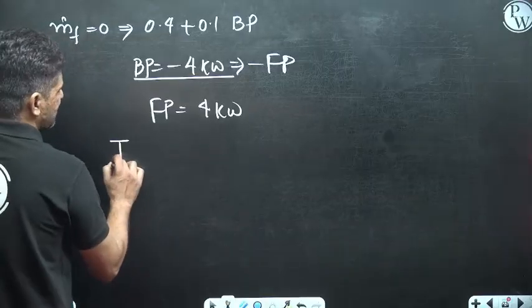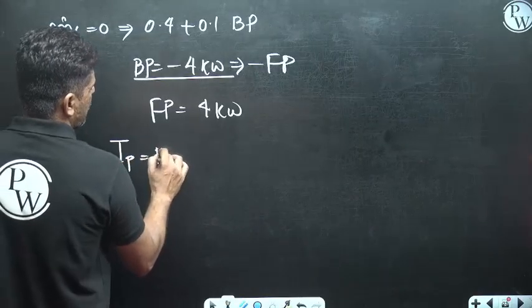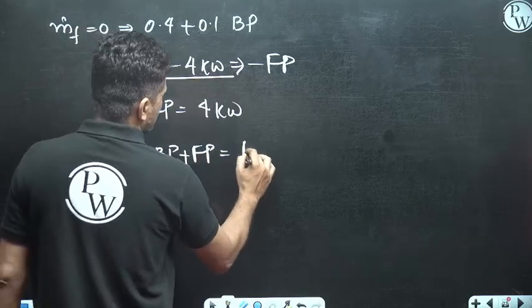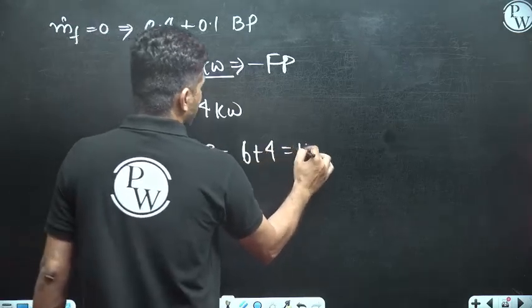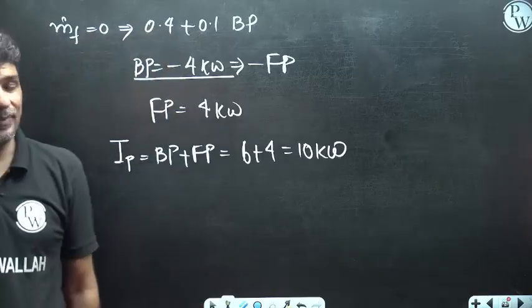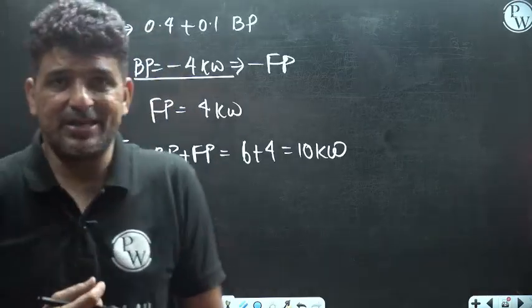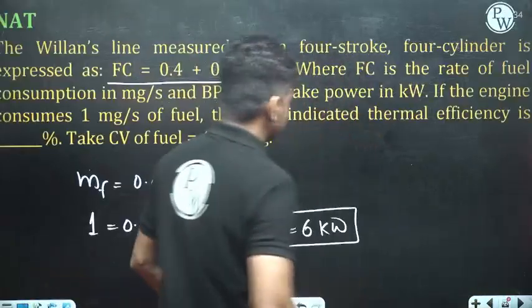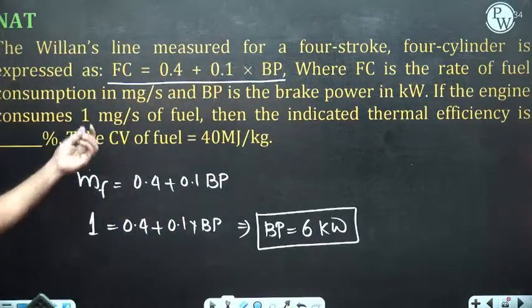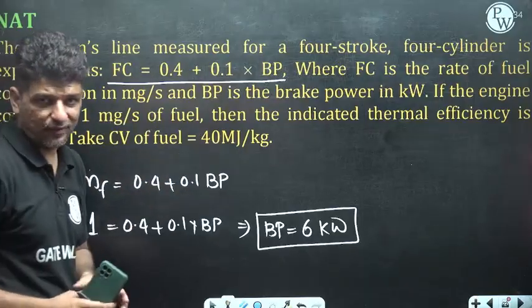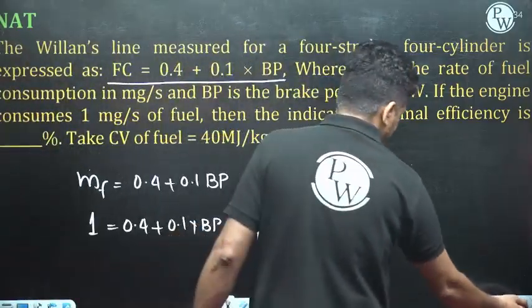From here you can say that indicated power will be equal to brake power plus frictional power, that is equal to 6 plus 4, that is equal to 10 kilowatt. So total indicated power is your 10 kilowatt. Now once the 10 kilowatt is given, he says, if you see over here, you have 1 milligram per second of the fuel burning and calorific value is your 40 megajoule per kg.